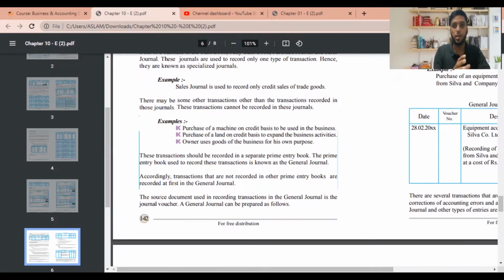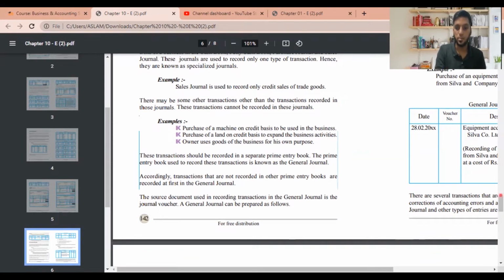So if you take the primary books which I'm speaking about: cash book, petty cash book, sales journal, purchase journal, return inward journal, return outward journal, these transactions cannot be taken under general journal. Other than these 6 primary books, all the transactions are relevant to general journal. Let's move on to the topic and discuss one by one.